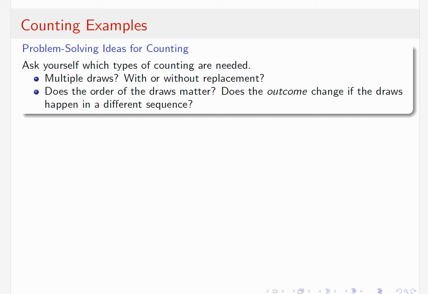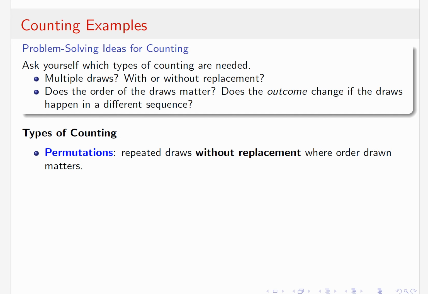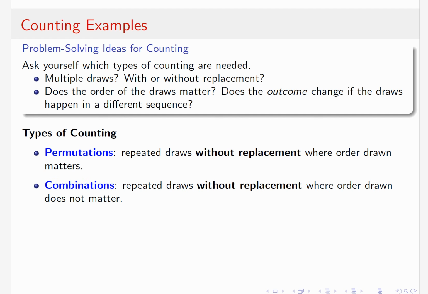Does the order of the draw matter? Again, that will differentiate between combinations where order doesn't matter and permutations where it does. Does the outcome change if the draw happens in a different sequence? So permutations are repeated draws without replacement where the order in which they're drawn does matter. Combinations are the same thing, but where order drawn does not matter. And again, this is review for a lot of you.